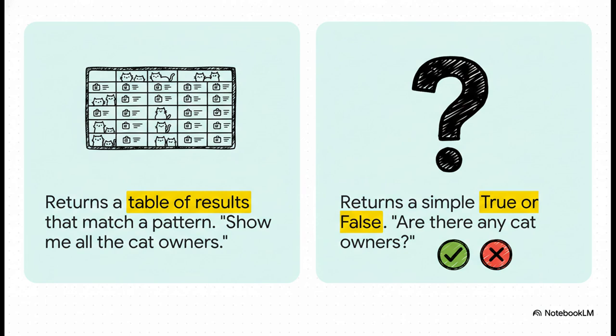And it's not always about getting back a big table of data. SPARQL also has an ASK query. This is for when you just need a simple yes or no answer. So instead of "show me all the cat owners," you can just ask, hey, are there any cat owners in this data? It's super efficient for quick checks and validation.